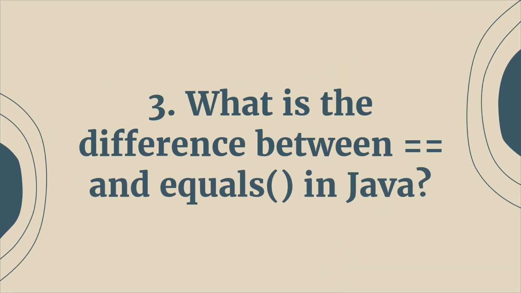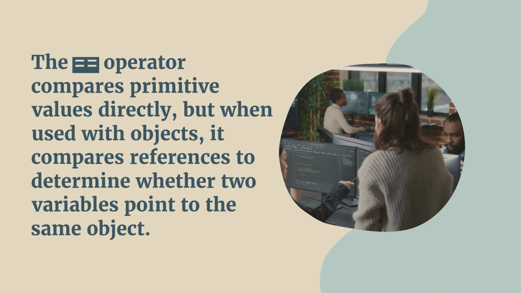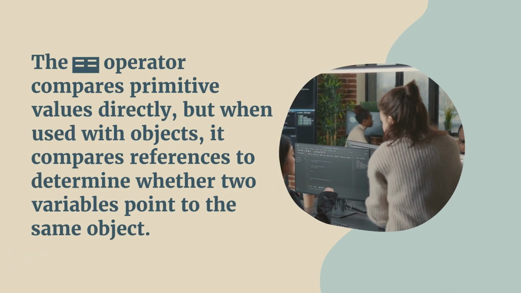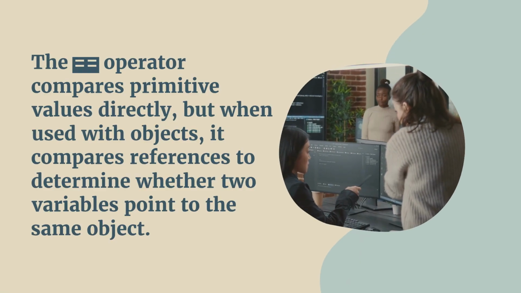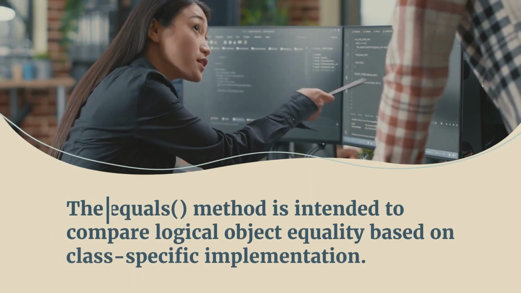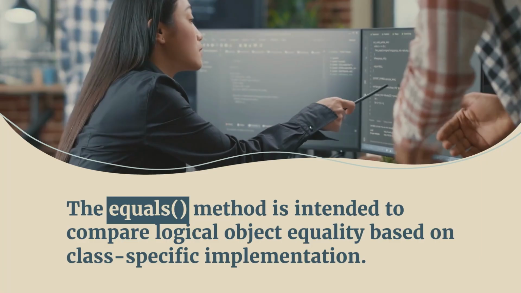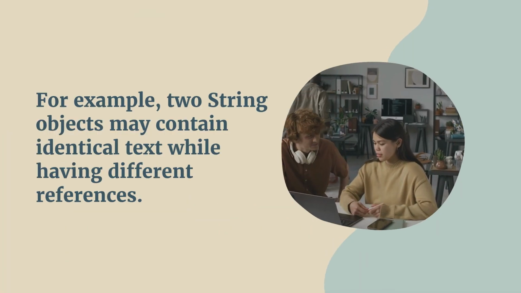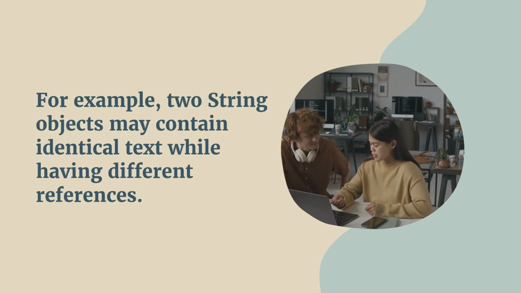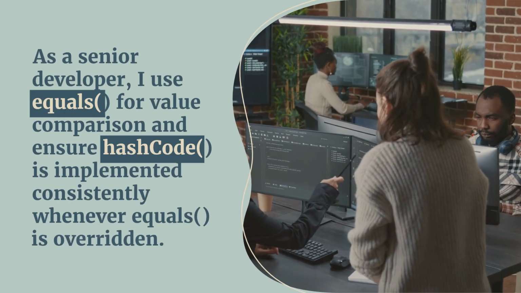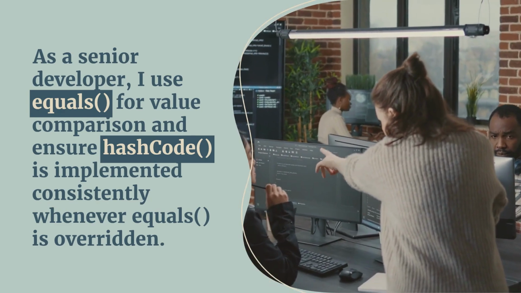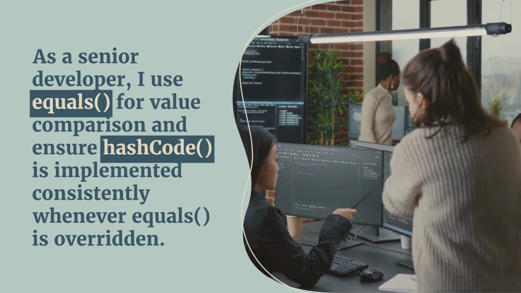What is the difference between == and equals in Java? The == operator compares primitive values directly, but when used with objects, it compares references to determine whether two variables point to the same object. The equals method is intended to compare logical object equality based on class-specific implementation. For example, two string objects may contain identical text while having different references. As a senior developer, I use equals for value comparison and ensure hashCode is implemented consistently whenever equals is overridden.